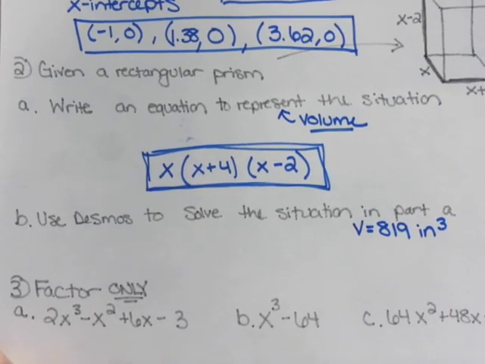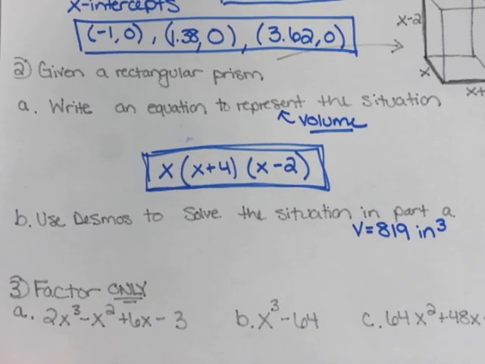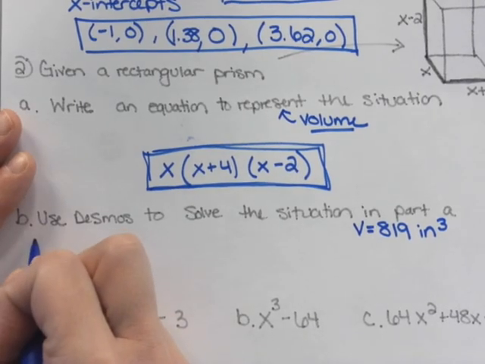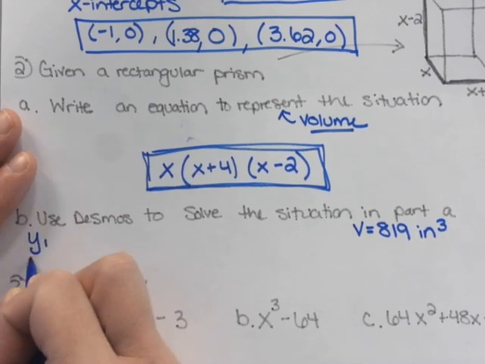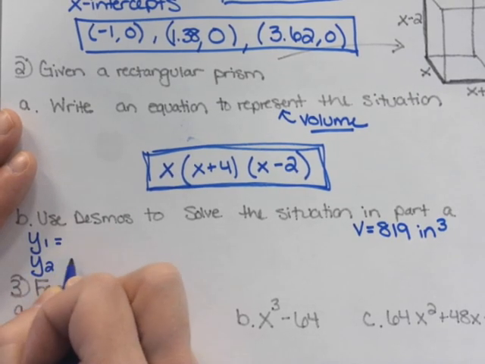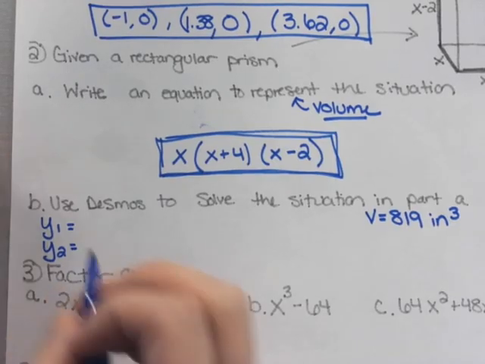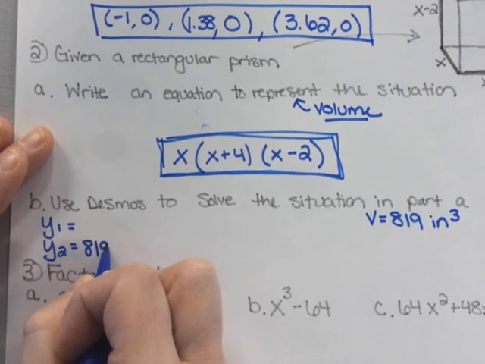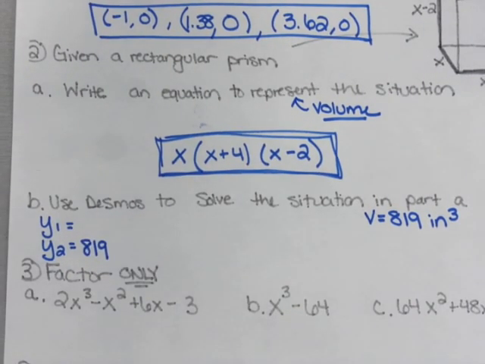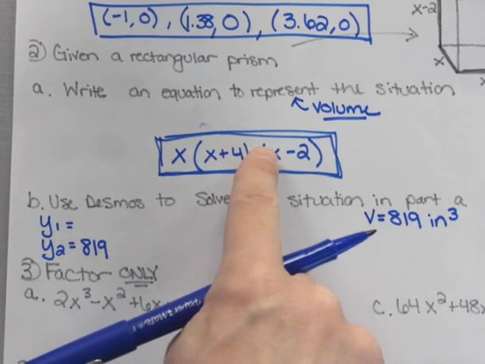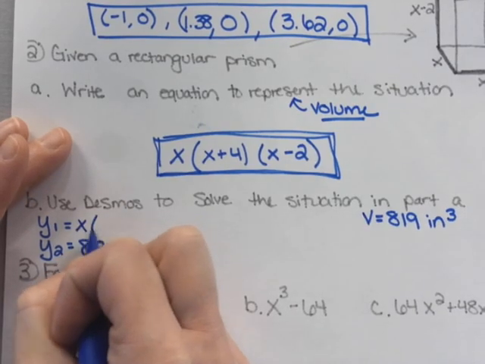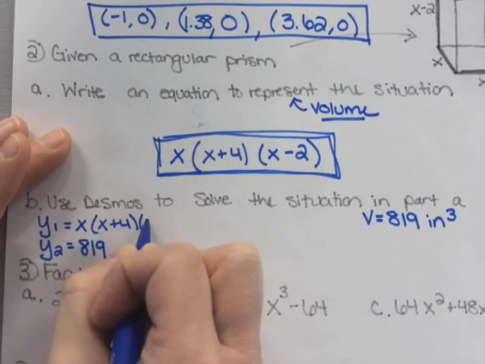Do you remember how we did this before? We're going to graph two things. So we want to graph two different equations. We'll call them y1 and y2. Does anybody remember what one of the equations was that I should graph? Yeah, just 819. So just that. What's the other equation I should graph? Yeah, this one, right? So my x times x plus 4 times x minus 2.